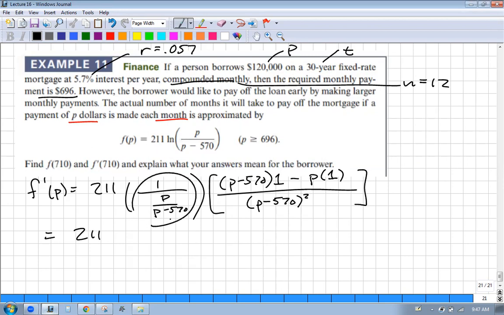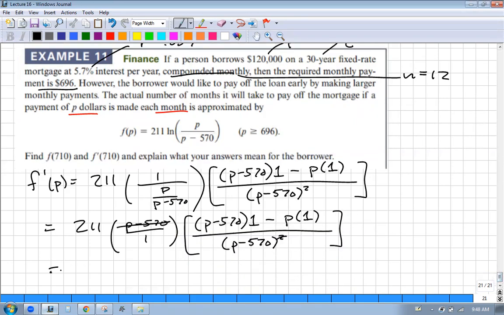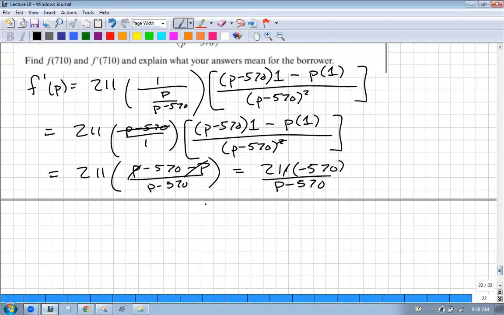So we could simplify all this. 1 over stuff is the same thing as flipping this guy over, right? And then we have this. You could see that that cancels with that. 1 times that, that's just P minus 570. And then P times 1 is just P. So 211. P minus P goes away. Times minus 570 over P minus 570. So whatever, that's just a number. So it turned out to be something pretty simple, right? So f prime at 710 is negative 211 times 570 over 710 minus 570.